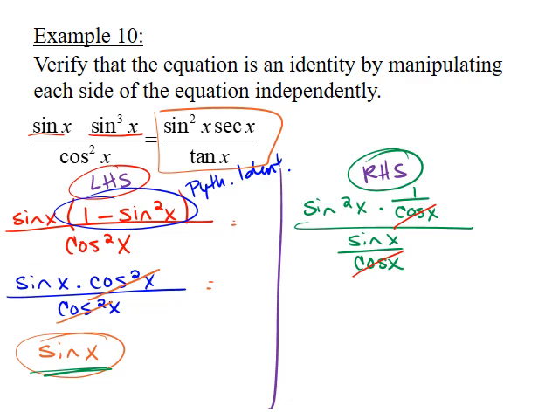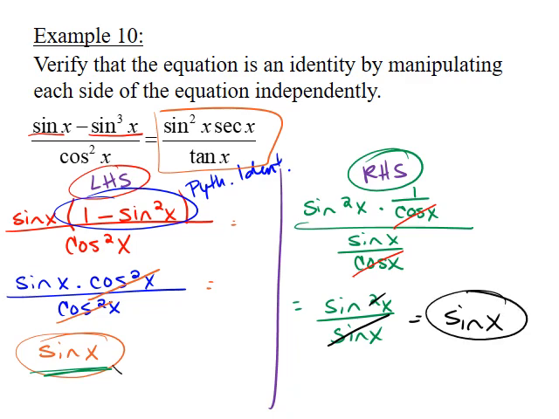If I multiply the top and the bottom by cosine of x, they will cancel out. And this leaves me with sine squared of x over sine of x. Well, this will cancel out with one of these, leaving me with sine of x. Oh my goodness, sine of x does equal sine of x. We have just verified this equation is an identity by manipulating each side independently. Not so bad.